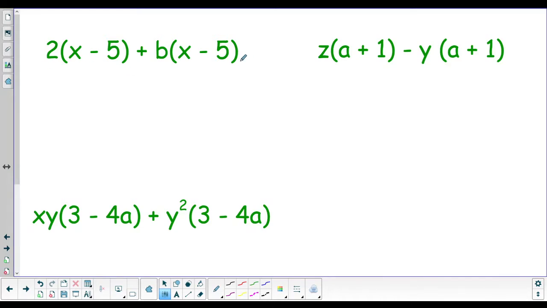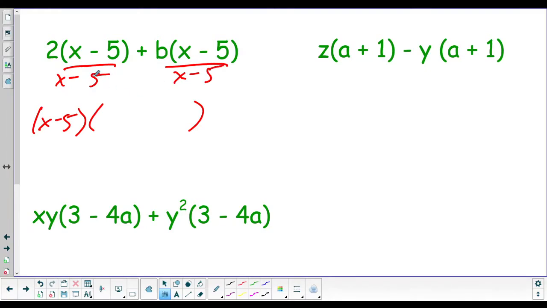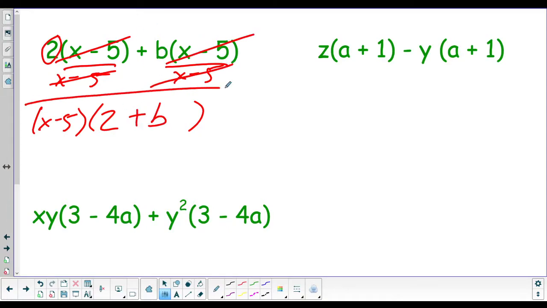What do these have in common? X minus 5. So we're going to put the x minus 5 in front, parentheses for what's left over, divide by x minus 5. The x minus 5s cancel, and we have 2 left. The x minus 5s cancel, and we have plus b left. Factored. Okay.